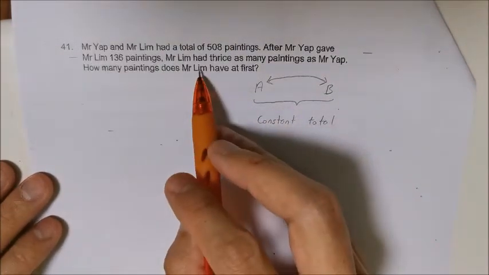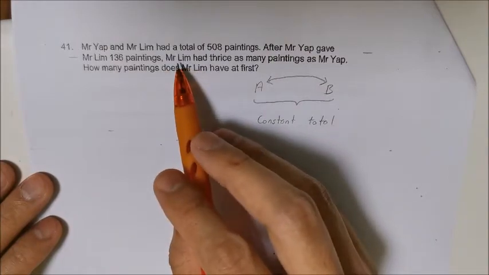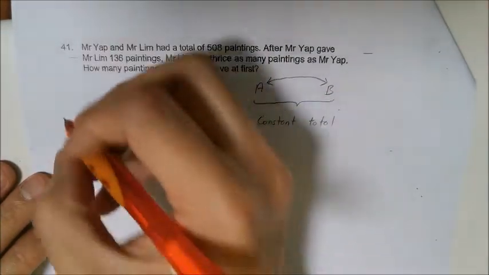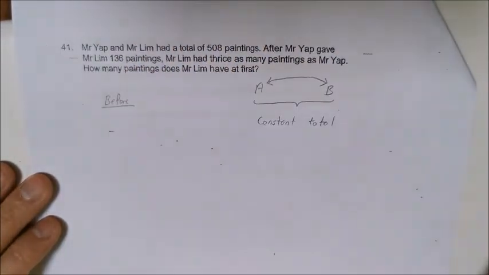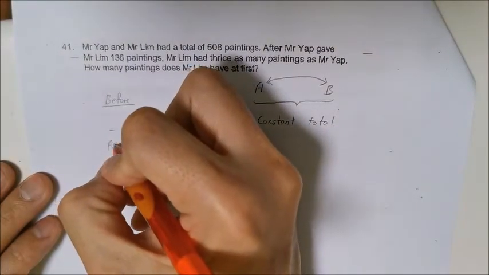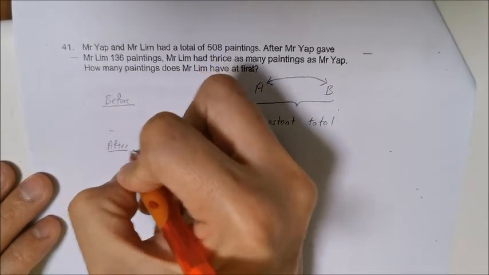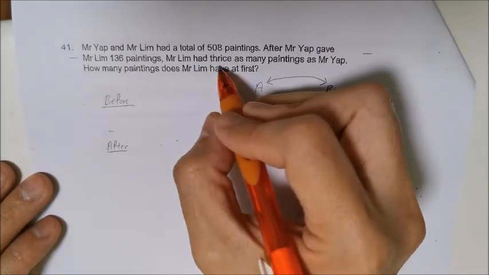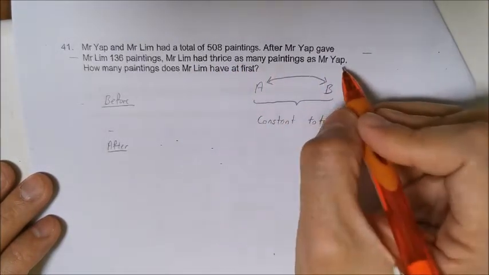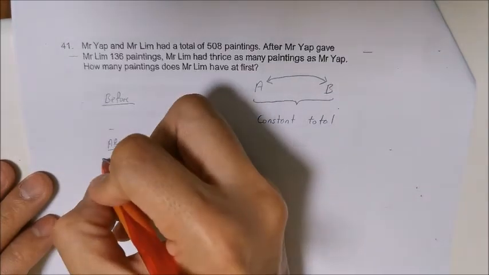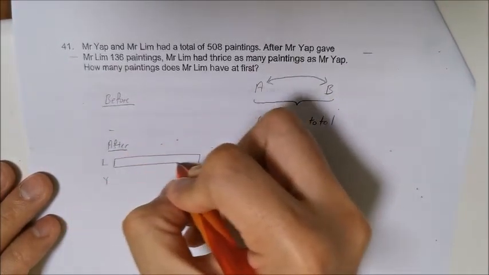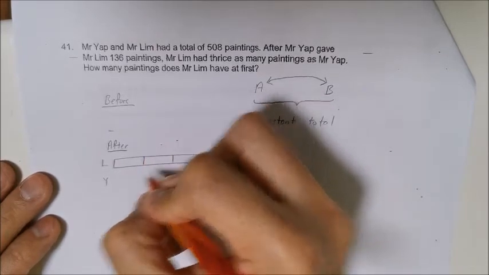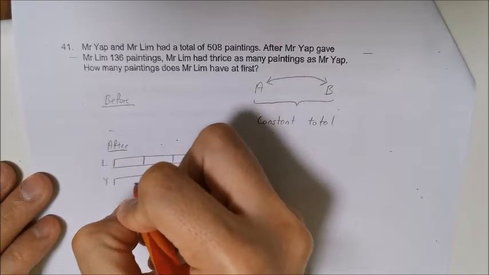So we can draw before and after. Okay, this is before, but before I won't know how to draw because I don't know how many Mr. Yap or Mr. Lim have. But I can draw after. If I draw after, I know that Mr. Lim had 3 units and Mr. Yap will have 1 unit. So Mr. Lim will be 1, 2, 3, and Mr. Yap will be just 1 unit.